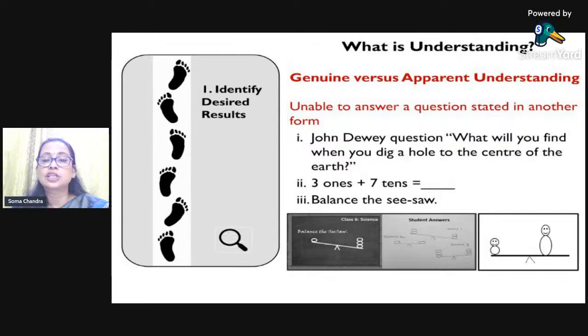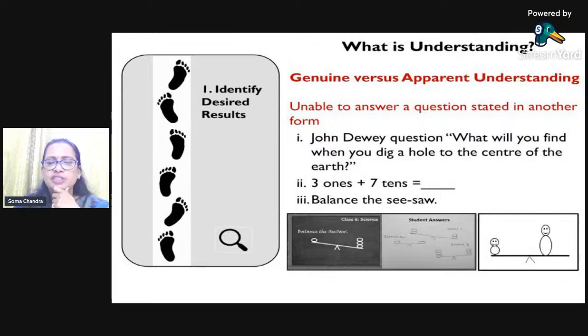Similarly, as you can see in the seesaw balance activity, it demonstrates conceptual understanding of balance and weight distribution. On whichever side the weight is more, the seesaw will go down on that side. So it's actually learning through activities, we make them understand.